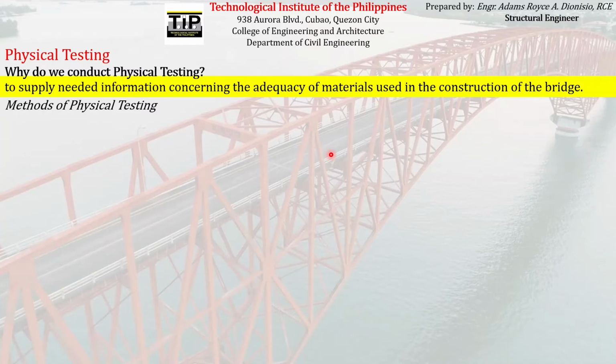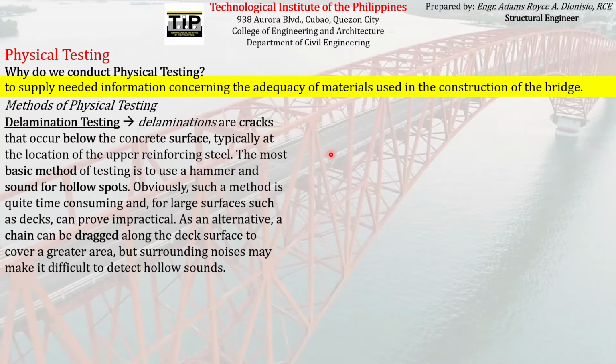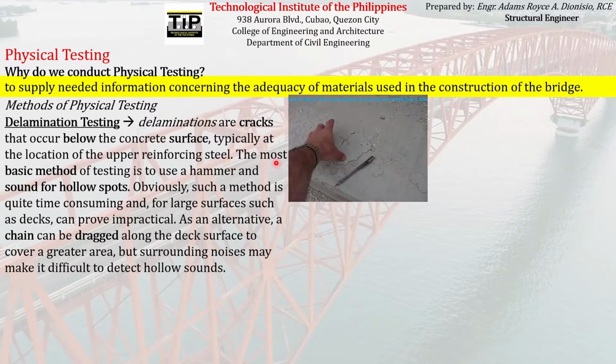So another method of physical testing is delamination testing. Delaminations are cracks that occur below the concrete surface, typically at the location of the upper reinforcing steel. So delaminations look something like this. They typically occur below the concrete surface and on the upper part of the reinforcing steel.